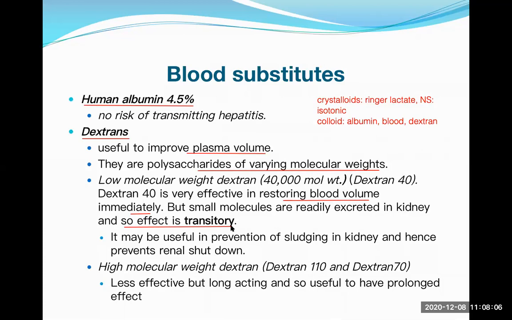So what is the take-home message? This is one of the options for transfusion, and this is one of the substitutes for blood. This is an example of colloid. Another is high molecular weight dextran. We call it dextran 110 and dextran 70. This is according to the molecular weight, or how heavy the solution is. Just remember it like that. It is less effective, but long acting, and so useful to have a prolonged effect.